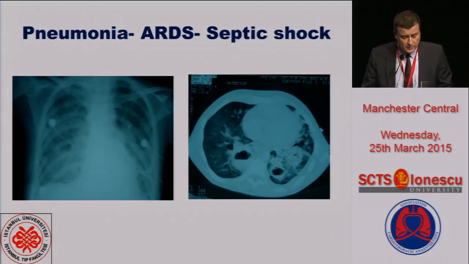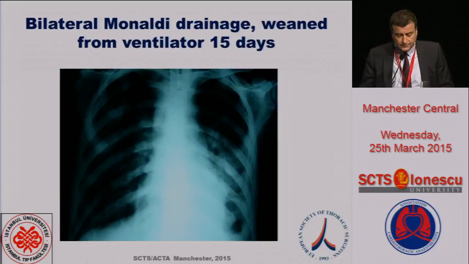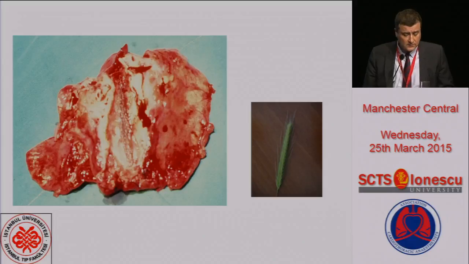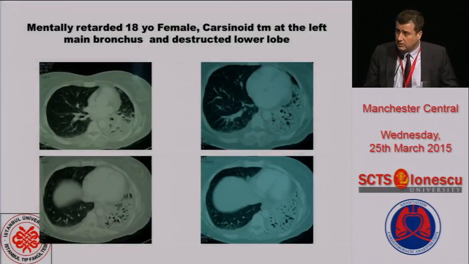Here is an example of a patient who developed pneumonia, ARDS and septic shock, and was noticed to have 2 abscesses in both lung fields. We placed bilateral Monaldi drainage, and the patient was weaned from the mechanical ventilator in 15 days and the drains were removed later. Another example is a wheat aspiration, located in the lower lobe, and persistent pneumonia, sepsis and lung abscess developed. Resection was unavoidable in this situation, and lower lobectomy was performed.